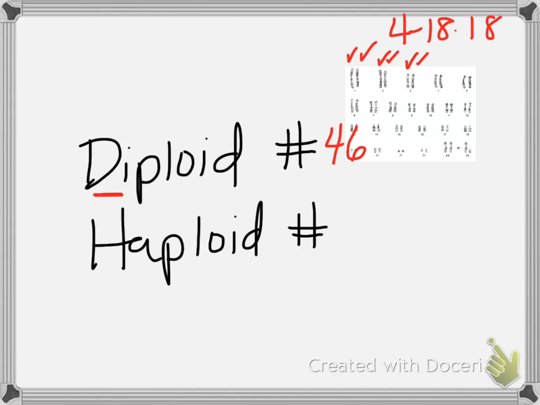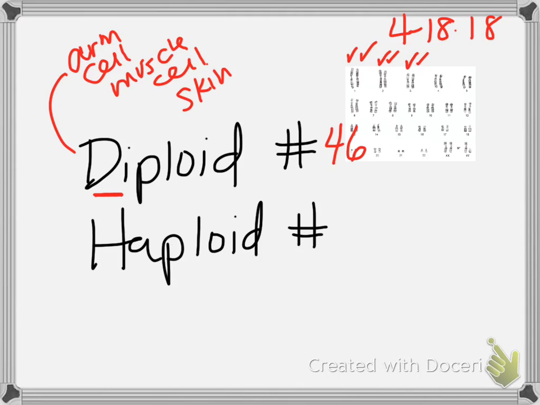So a diploid cell, which could be a cell in your arm, muscle cell, skin cell. Any of those cells. Muscle cell, skin cell. Here, I'll take out arm. I'll put in liver. A cell in your liver. A cell in your esophagus. A cell inside a bone that's making marrow. Any of those are diploid. They're going to have all 46 chromosomes.